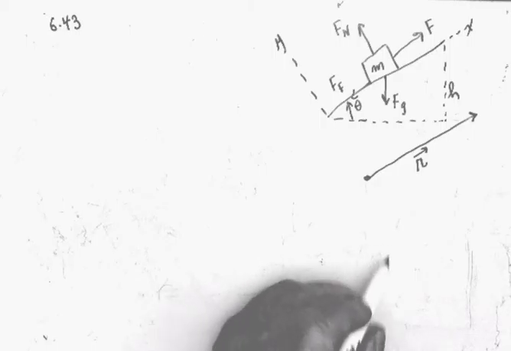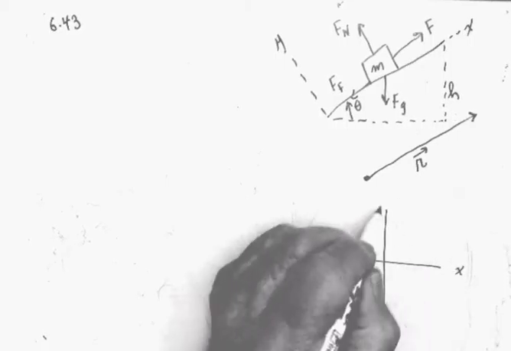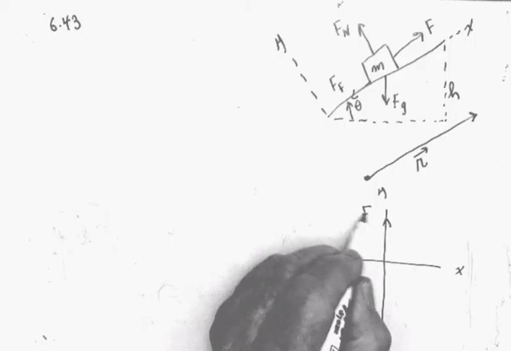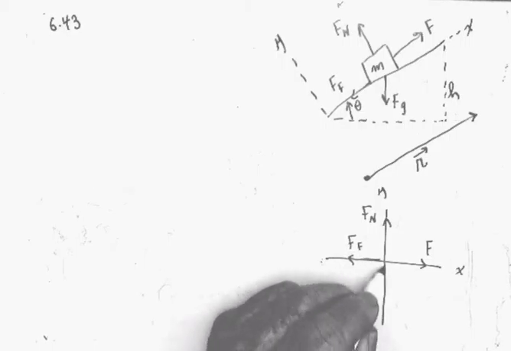Now let's go ahead and get the free body diagram out of the way, because we're going to need that to calculate that mass. This is x and this is y. This is the normal force. This is the applied force, the force of friction, and then the force of gravity, which will make an angle of theta with the negative y-axis.